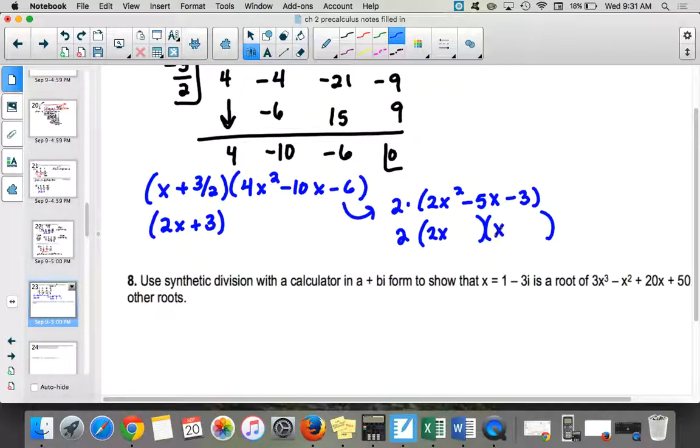So 2x and x. So we definitely need opposite signs because we need it to multiply by -3. Any thoughts? So I think the 3 has to go with the 2 and the 1 has to go on the inside. So I need a -6 and a +1.